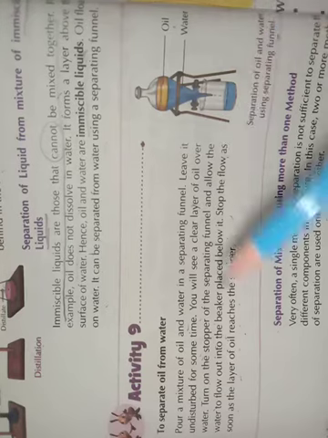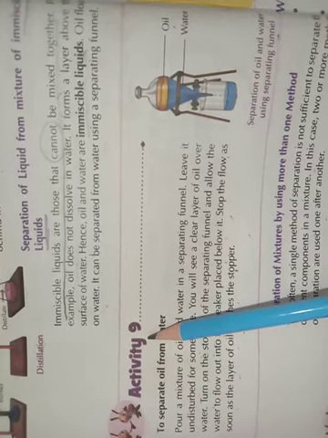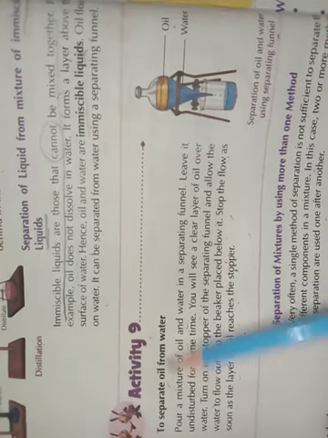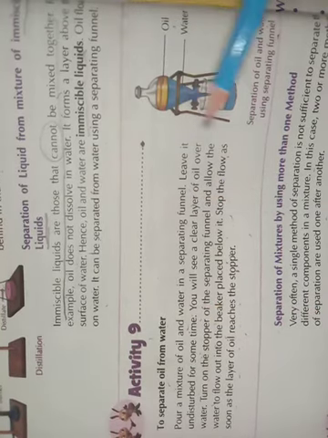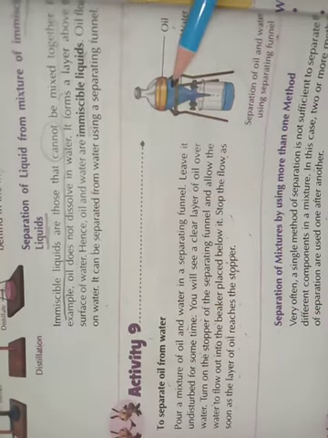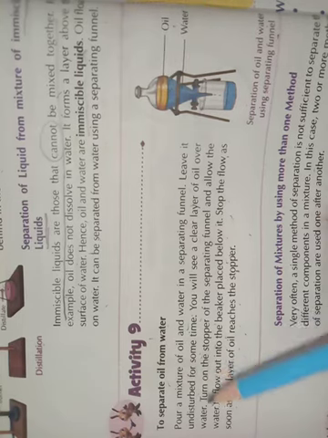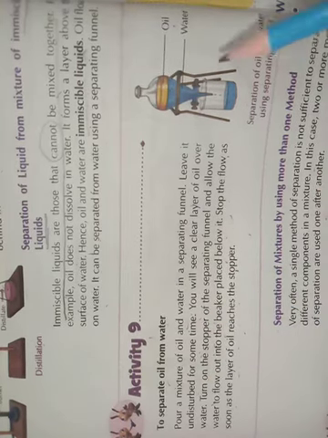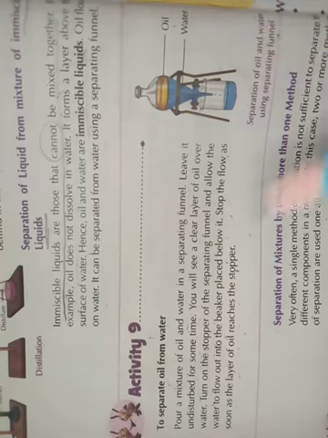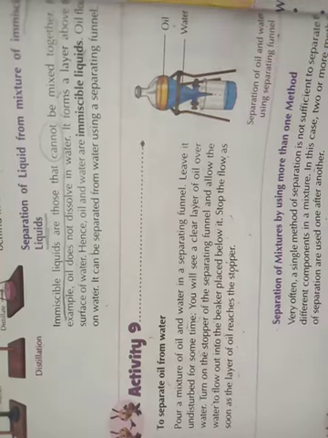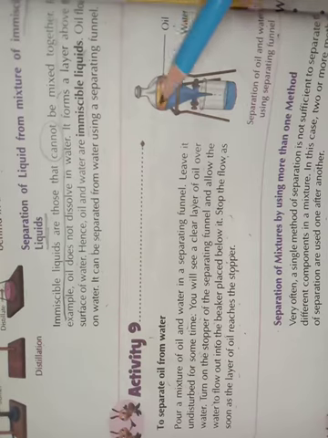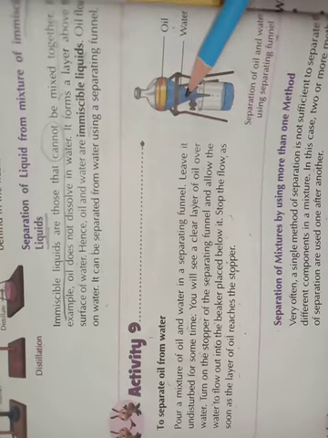So let's read the concerned activity number 9. To separate oil from water, pour a mixture of oil and water in a separating funnel. This is the separating funnel. So firstly we have to pour the oil and water mixture and leave it undisturbed for some time. Keep it at rest for some time. You will see a clear layer of oil over the water. So after some time you will see that the oil will start floating on the surface of water.